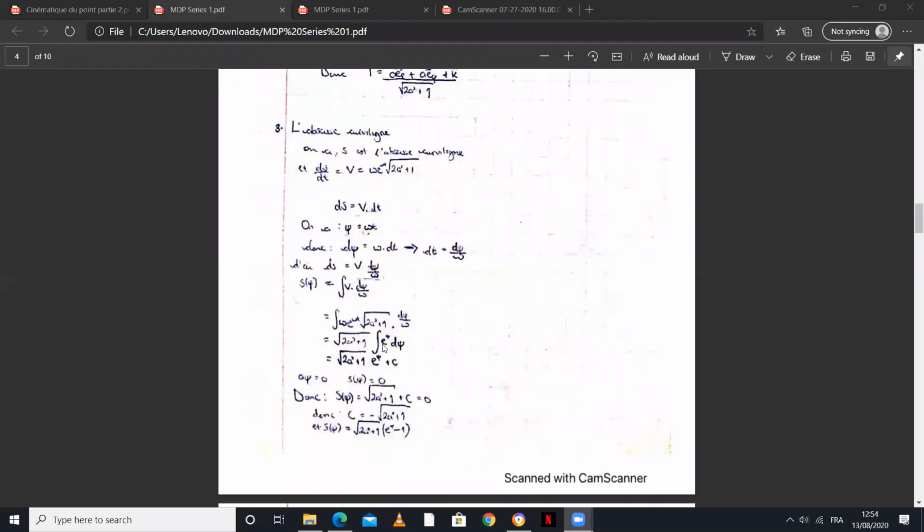Okay, so you integrate exponential of phi d phi. It's going to give you e^phi, so e^phi plus c, the constant of integration. Then we need to find the expression of c. We cannot leave this like this. What's c? We don't know what c is. So we need to find the expression for c.